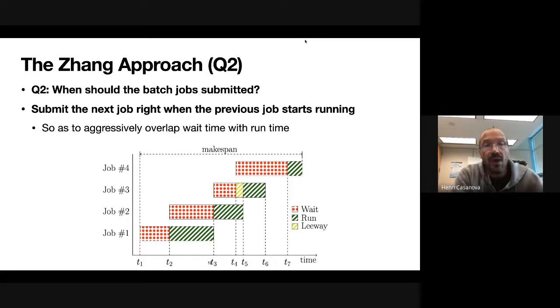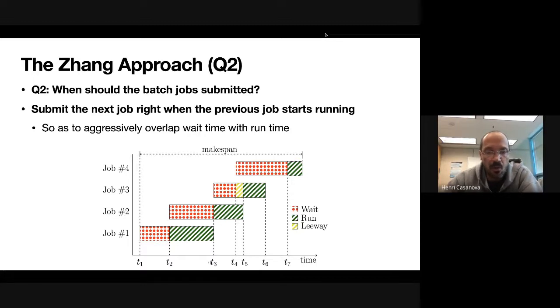Question 2 is when. Now that we decided how to group the workflow tasks into jobs, when do we submit them? And this is kind of what one might expect, right? The main idea is you submit the next job right when the previous job starts running, right? So we could say when it finishes, then we're guaranteed that everything works well, but then we don't get nice overlap of wait time and runtime.